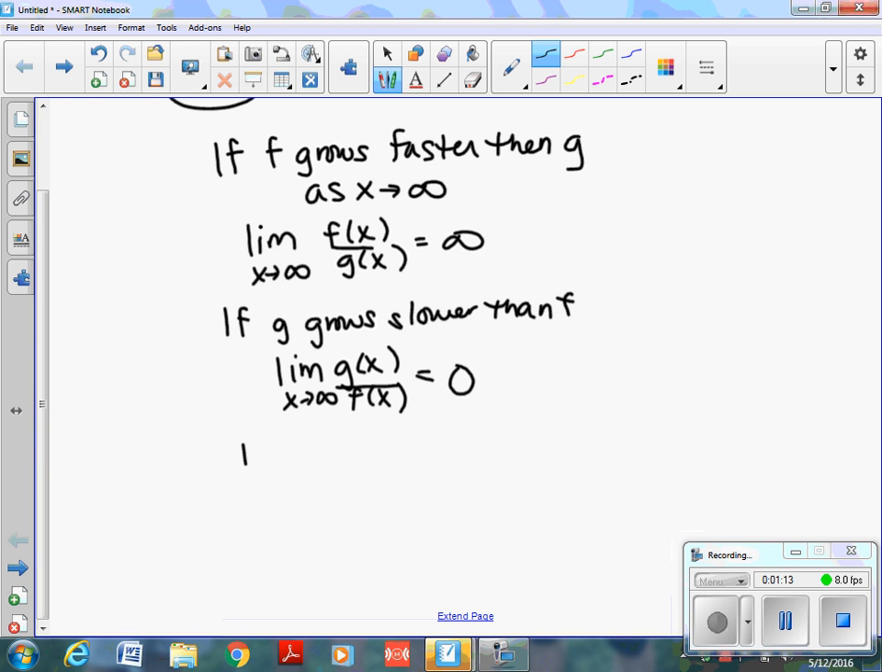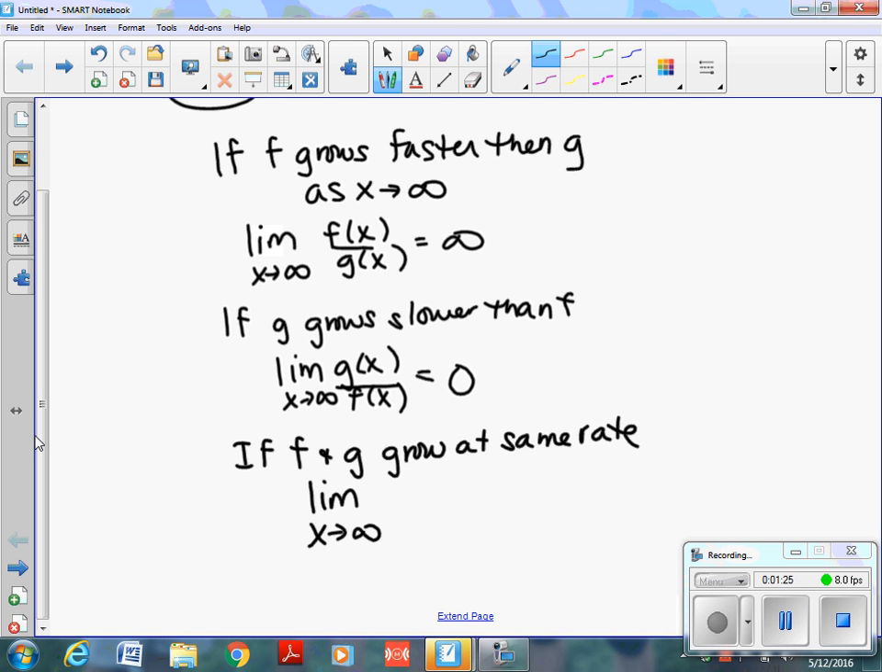And if F and G grow at the same rate, you're going to actually find a limit. The limit as X approaches infinity of F of X over G of X will actually equal some number, some limit. So, all you have to remember, if it grows faster, you're going to get infinity. If it grows slower, you're going to get 0. And if it grows the same, you're going to come up with some number.